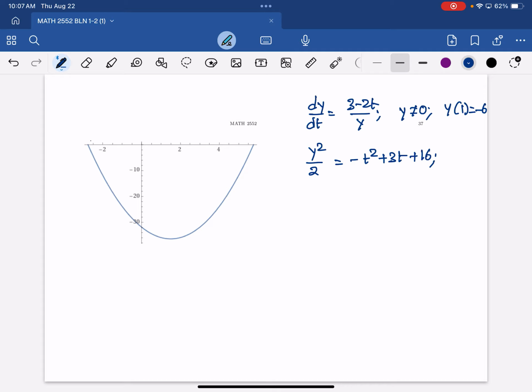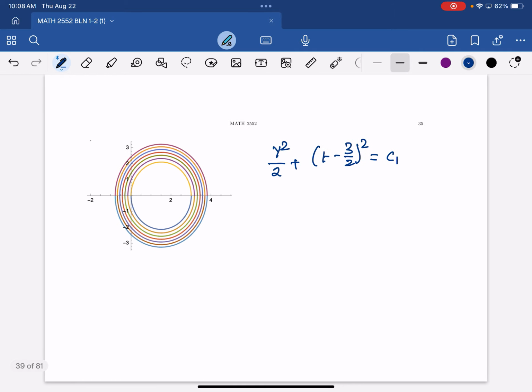And why is it an ellipse? Because I mathematically proved it to you that this is the equation of the solution, so that's why it's an ellipse. Clear? All good?